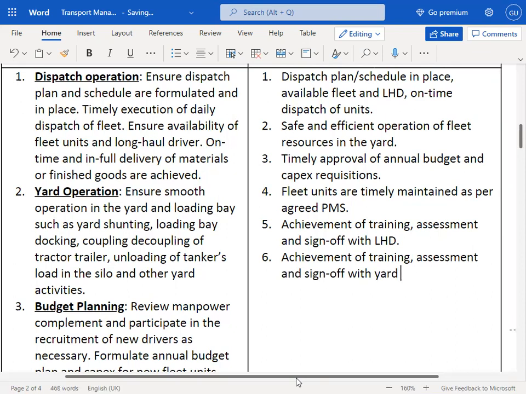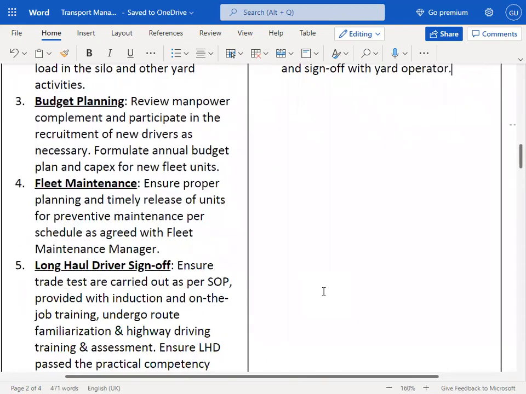Yard operator. Okay. Achievement of training, assessment, and sign off with your operator.